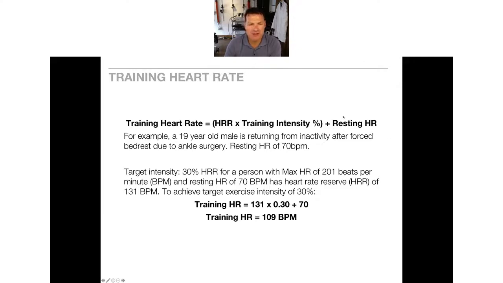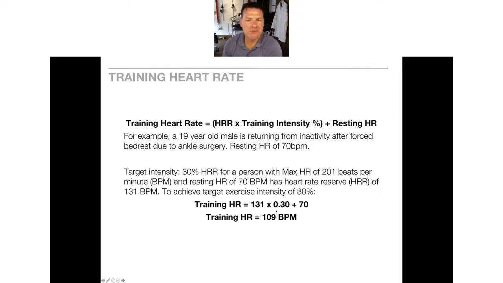the previous page. So for example, if I have somebody that I want to train at 30% heart rate reserve, and they have a max heart rate of 201, which would mean that they're 19, their resting heart rate is 70 beats per minute. So if I go max heart rate minus resting heart rate, it's going to give me a heart rate reserve of 131. I'm going to multiply 0.3 times that heart rate reserve, and then add back in their resting heart rate. That's going to give me a training heart rate of 109 beats per minute.